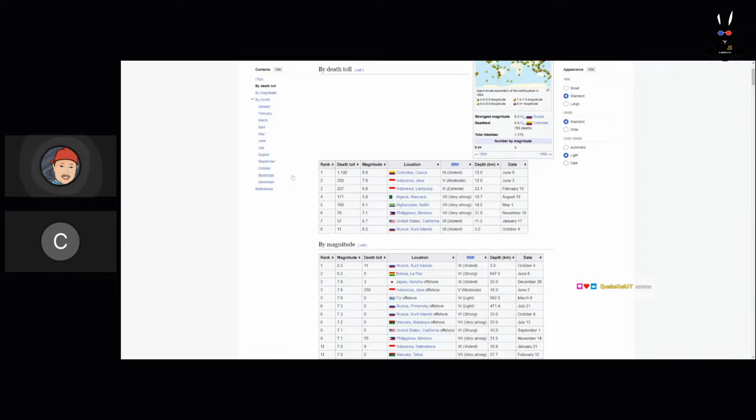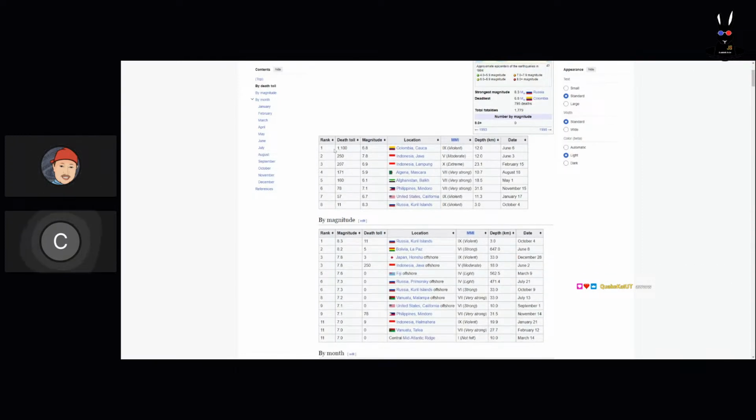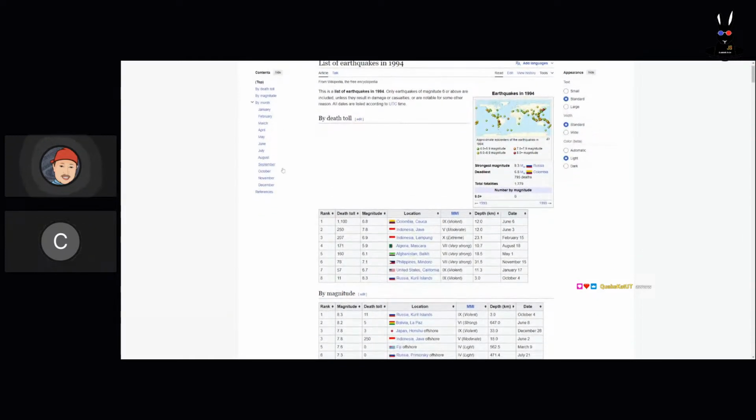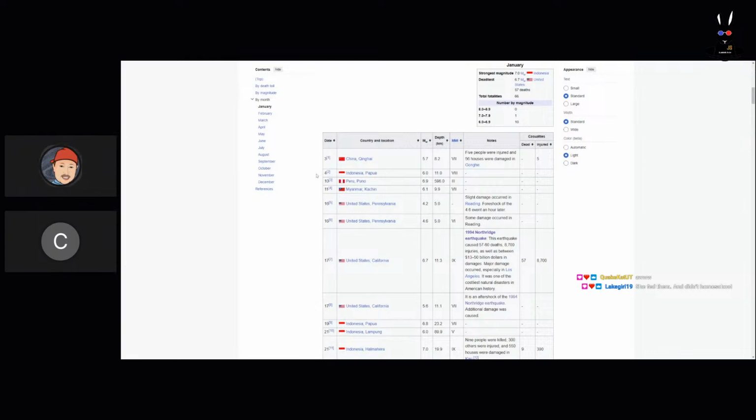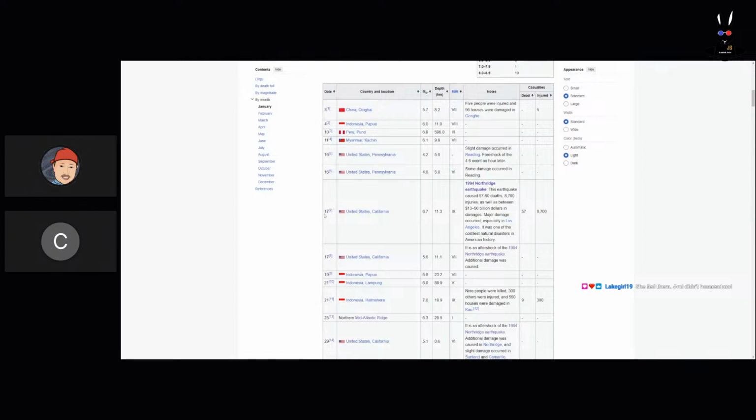January 17. Oh, so we got to go back and see what happened right at the beginning, January here. I don't know why this is. Peru had a 6.9 on the 10th. Pennsylvania had a 4.2. Pennsylvania had a 4.6. And then the day after, that's when Northridge popped with a 6.7 and a 5.6.